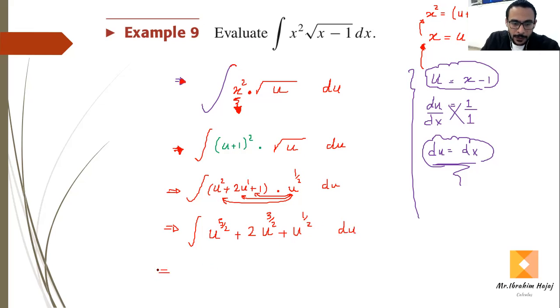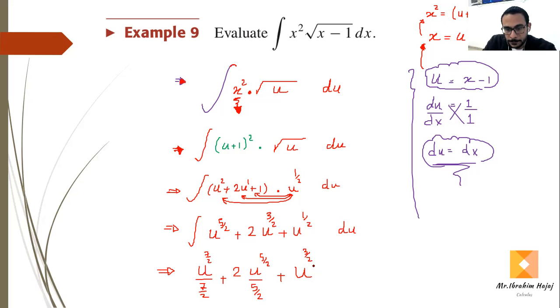Yes. And then integrate now. After that, integrate. u to the power 5 over 2 over 5 over 2? No. Add 1 first to each exponent and divide by the new exponent. So 5 over 2 plus 1 gives 7 over 2. Then 1 plus 3 over 2 gives 5 over 2. Then 2u to the power 7 over 2 plus u to the power 5 over 2, divided by 5 over 2. u to the power 3 over 2 divided by 3 over 2. Yes, then plus C.